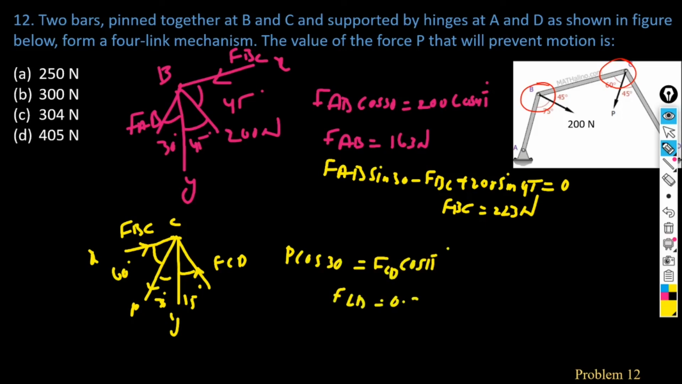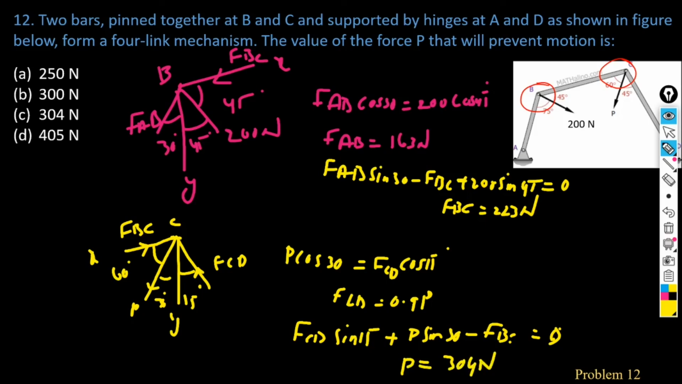Summation of forces Fx is equal to 0. Then FCD sin 15 plus P sin 30 minus FBC is equal to 0. Then 0.73 P is equal to 223. Then from here P is equal to 304 newtons. Answer C is my correct option.